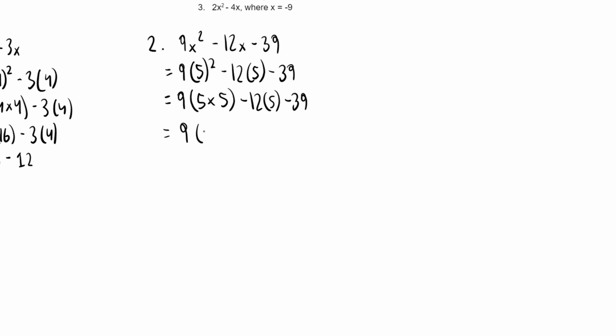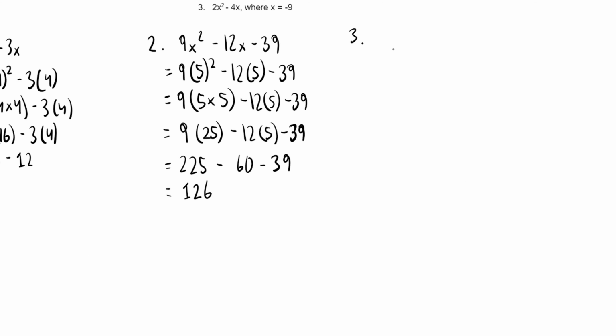Evaluate the brackets. 9 times 25 minus 12 times 5 minus 39. Now let's evaluate all the brackets. 25 times 9 is 225, minus 12 times 5, which is 60, minus 39. And now all of this would be equal to 126.